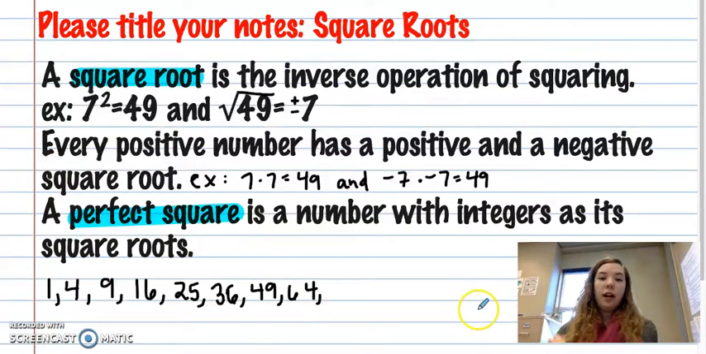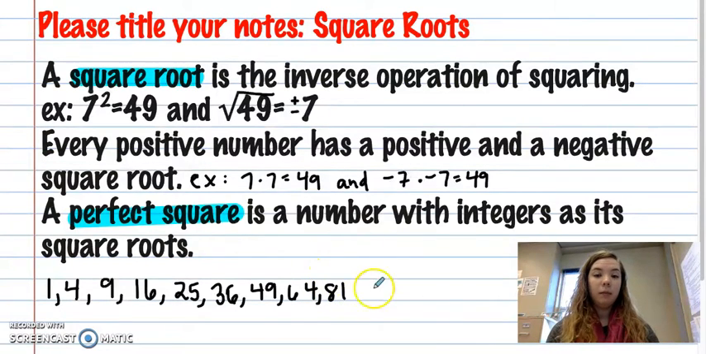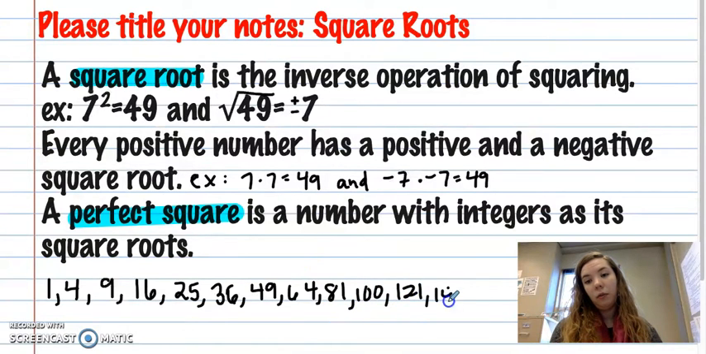But I think you should have 1 through 12 memorized. There are the most common ones. So here's 10, 11, and 12 squared. Okay, these are the most common ones. You'll be able to do your work a lot faster if you just know these 12. All right? So those are all perfect squares because they're whole numbers squared.